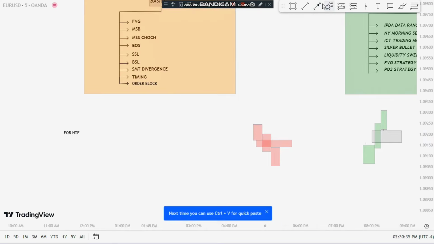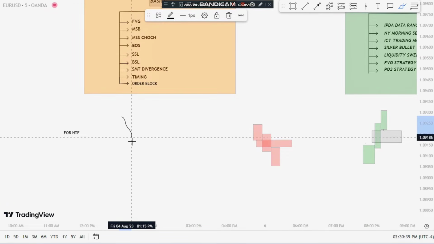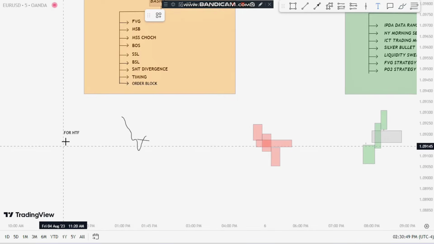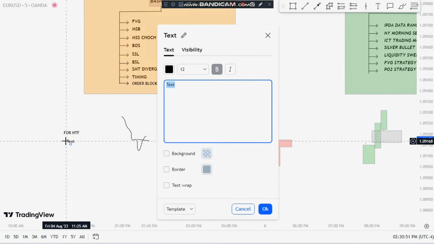Like if a price is going down for days or weeks, and then it makes a higher high, we say the market structure has broken. And MSS, we use it for smaller time frames.